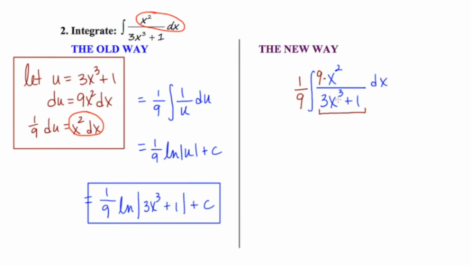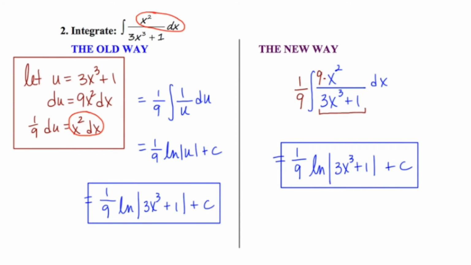so it follows the ln rule for derivatives. So we're done. We can write the answer right now. The 1/9 is going to come down. Now it's going to be the natural log of the absolute value of the denominator plus c. And this, of course, is the same answer that we got doing the full-blown u-substitution.